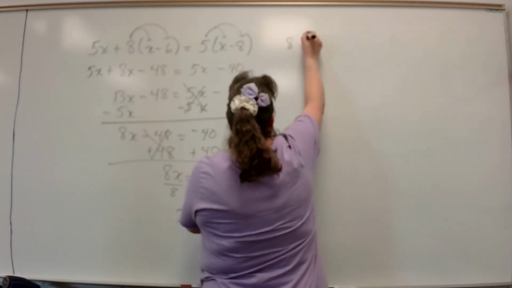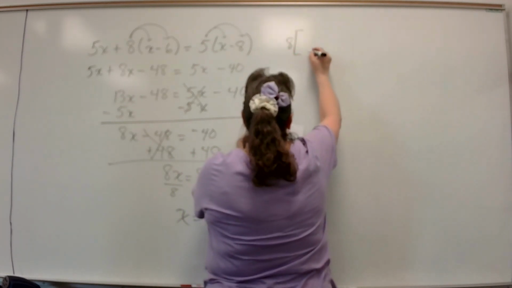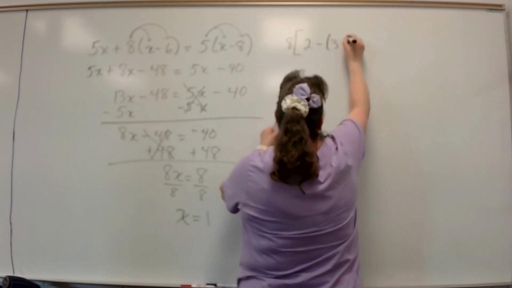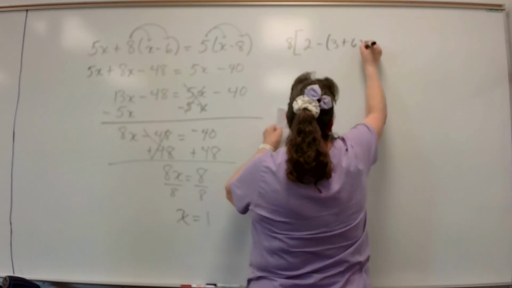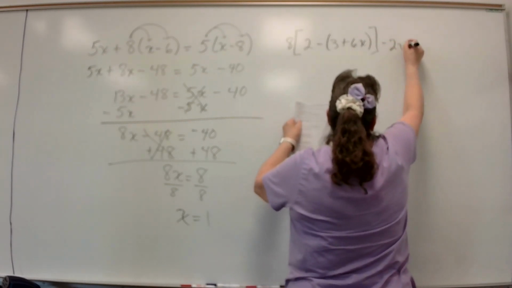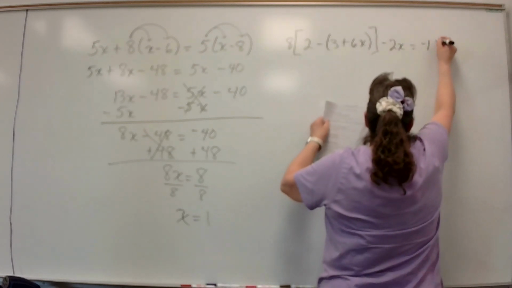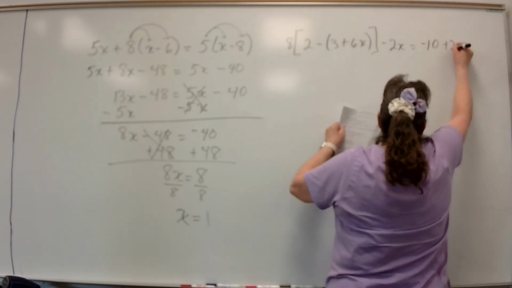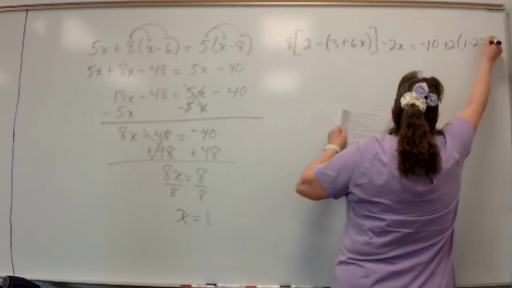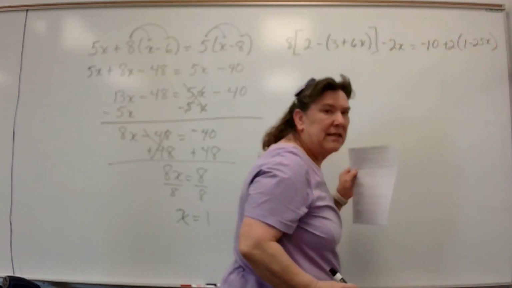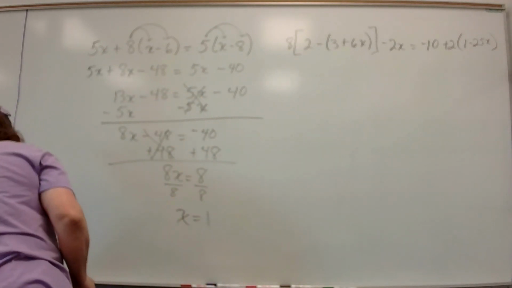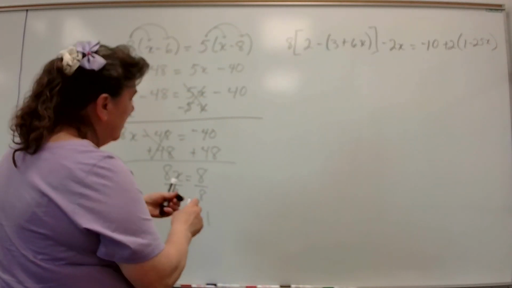I have 8 and then a bracket, 2 minus, in parentheses, 3 plus 6x, and close my bracket, minus 2x is equal to a negative 10 plus 2 times 1 minus 25x. Hope we can see that at the top. Yes, we can. Okay? So, what's going on with this one? Well, let's look at it first.